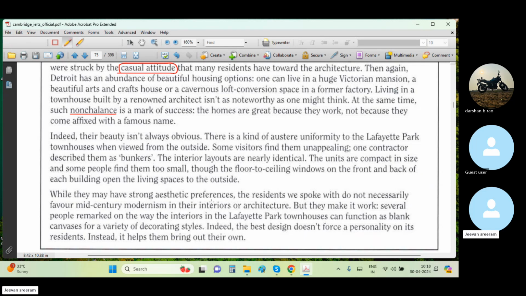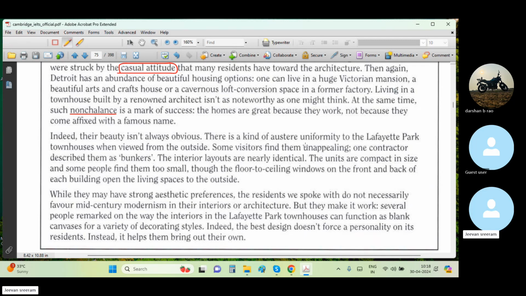Austere means strict. Uniformity means sameness. There is a kind of strict sameness that you can see in the Lafayette Park townhouses, which means all the townhouses seem to be the same. You can see the clear sameness, strictly similar. If you look at them from outside, all the townhouses are absolutely similar.